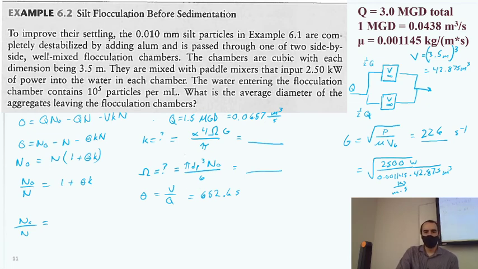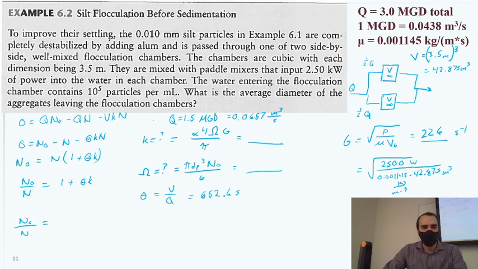Then to get K, we need omega. Omega is pi times the diameter of the particle cubed times the number concentration of those initial particles. I guess we could use the diameter of the final particles and the concentration of the final particles. That would work too, because we're assuming the volume doesn't change before or after. But this is the standard way. We usually know more about the initial state than the final state.